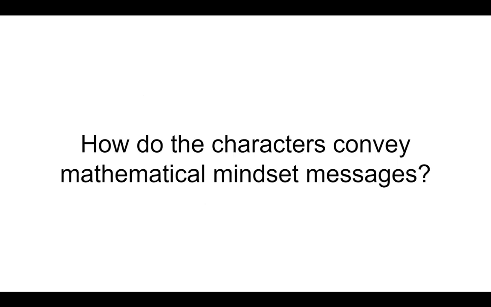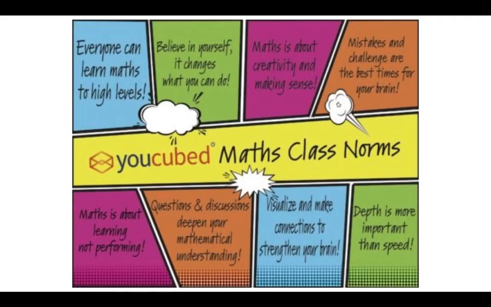So the activity is just this. We pose to our students, after reading the story, how do the characters convey mathematical mindset messages? The story is available on Amazon. It's available on the publisher's website, and it is available as a PDF where you get to name the price for that PDF, which can be as little as zero or as much as you feel is appropriate. So everybody does have access to using this story.